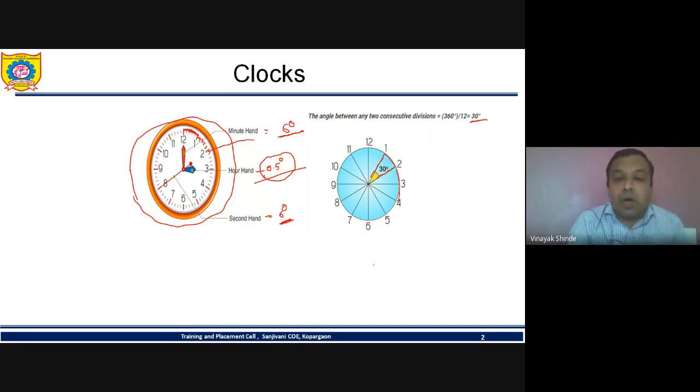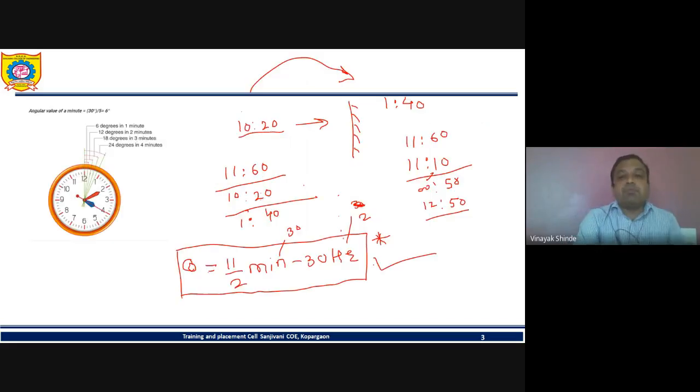Hour hand travels 0.5 degree in 1 minute. The mirror image you can calculate with the help of the logic: you subtract the given time from 11:60. If I want to calculate the angle when the time is given to you, what is the formula? Theta is equal to 11 by 2 into minutes minus 30 into hours.